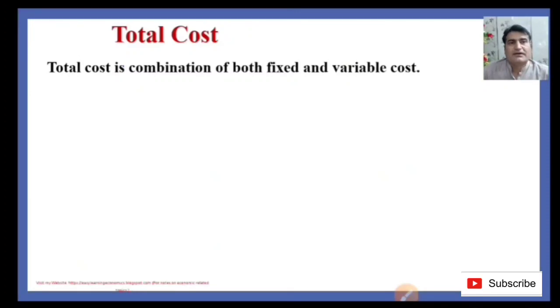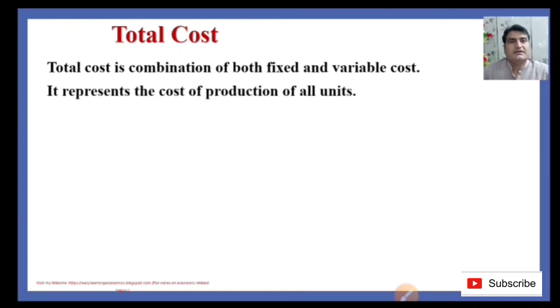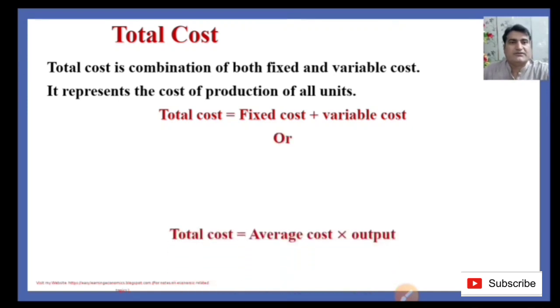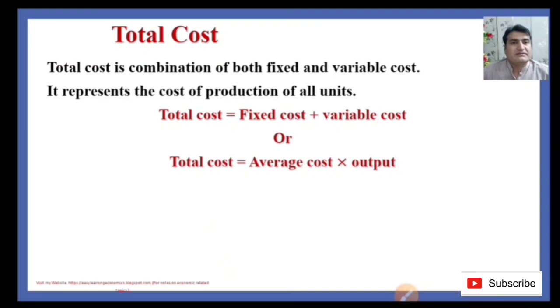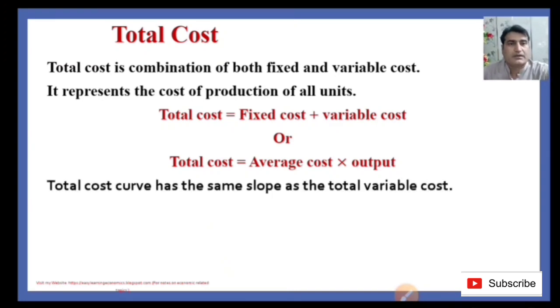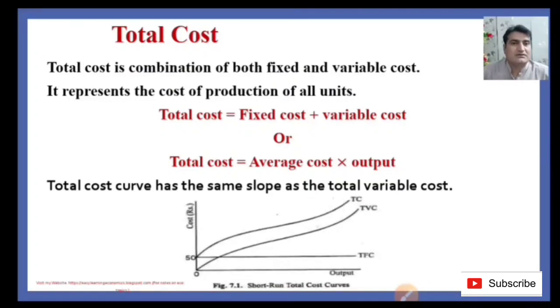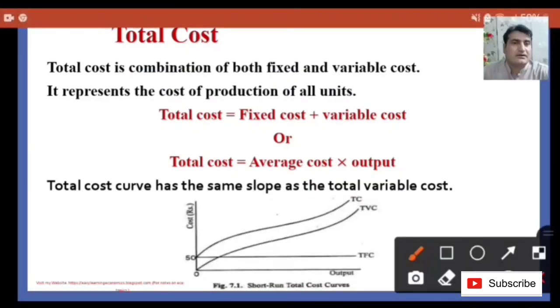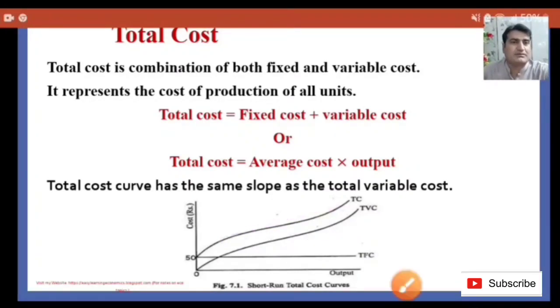What is total cost? Total cost is a combination of both the fixed and variable cost. It represents the cost of production of all units. So we can express the total cost as equal to fixed cost plus variable cost, or we may define the total cost as average cost times output. You can see here that the total cost has the same slope as the total variable cost. As the total variable cost rises over time, the total cost also rises over time. So it means the total cost curve has the same slope as the total variable cost.